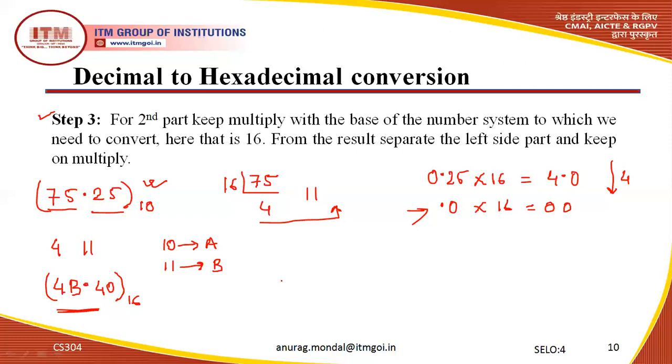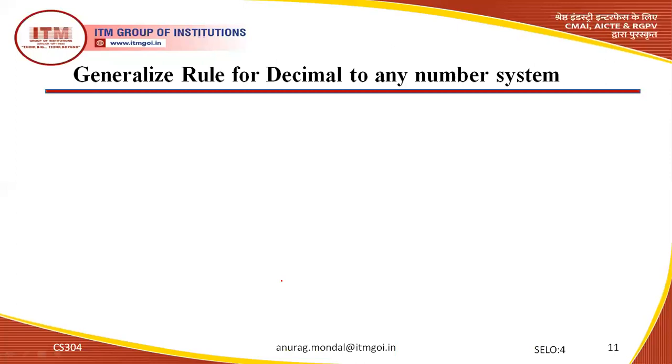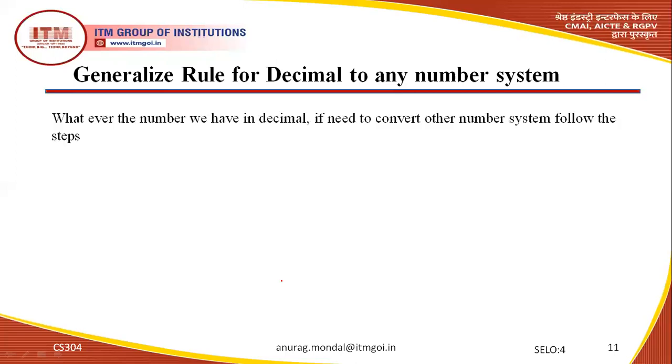First part we need to divide by the base of the number system to which we want to convert, and for the second part we need to multiply by the base of the number system to which we need to convert. So we can find a generalized way, that is the generalized rule for decimal to any number system conversion. So the first thing, whatever number we have in decimal, we need to convert to the other number system, and for this we need to follow the following steps.